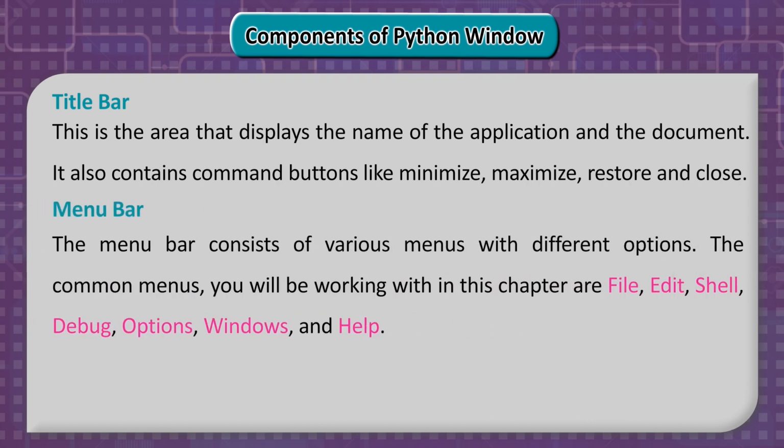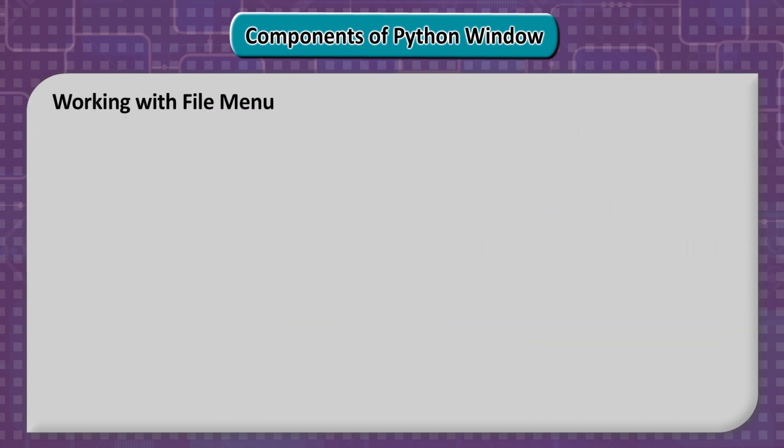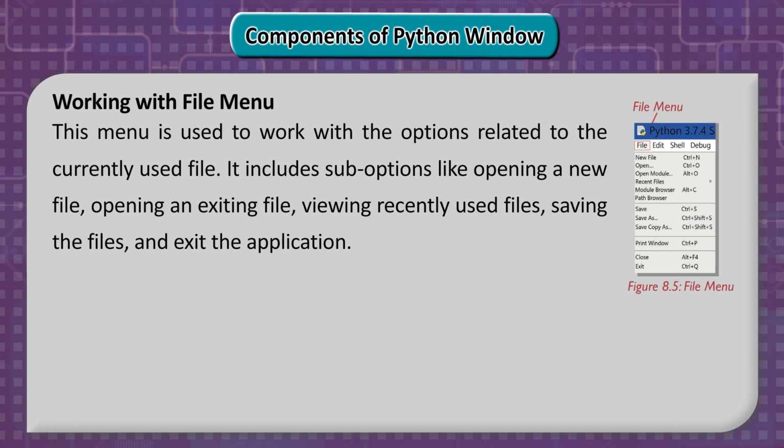Menu bar. The menu bar consists of various menus with different options. The common menus you will be working with in this chapter are File, Edit, Shell, Debug, Options, Windows, and Help. Working with File menu. This menu is used to work with the options related to the currently used file. It includes sub-options like opening a new file, opening an existing file, viewing recently used files, saving the files, and exiting the application.